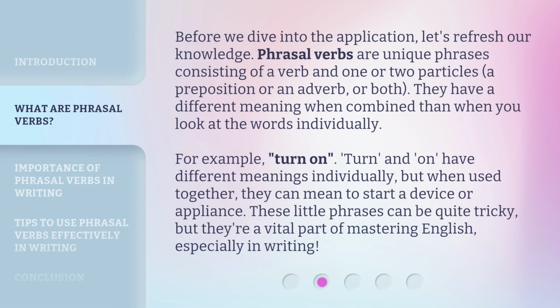Before we dive into the application, let's refresh our knowledge. Phrasal verbs are unique phrases consisting of a verb and one or two particles, a preposition or an adverb, or both. They have a different meaning when combined than when you look at the words individually. For example, turn on: turn, and on have different meanings individually, but when used together, they can mean to start a device or appliance. These little phrases can be quite tricky, but they're a vital part of mastering English, especially in writing.